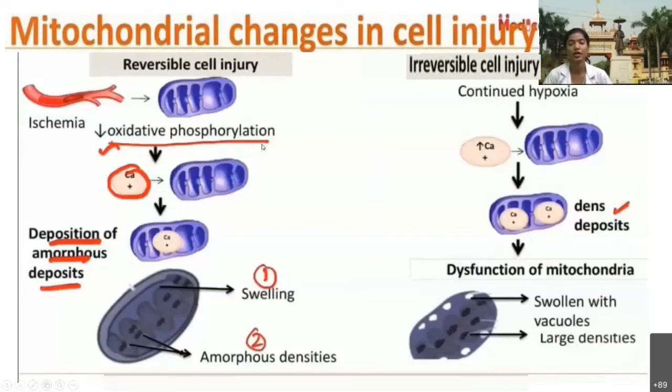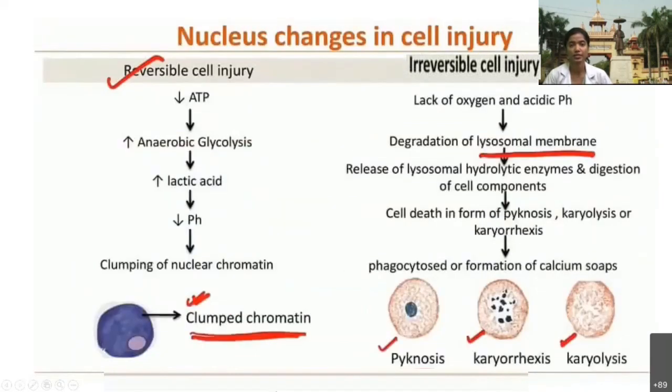So once again, to discuss the mitochondrial changes: in reversible injury, there will be cell swelling and amorphous densities. But in case of irreversible injury, the deposits will appear more dense because of increased calcium accumulation, and there will also be the appearance of vacuoles in the mitochondria. And in case of the nucleus, while in reversible injury there was clumped chromatin, in irreversible injury we can see either pycnosis, karyorrhexis, or karyolysis.